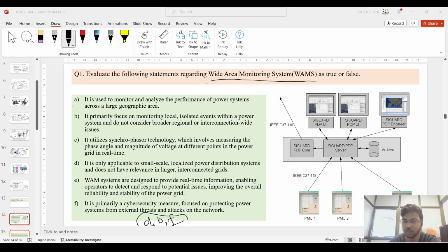Any other answers, guys? You can give a wrong answer also. There is no issue with that. At least you should try. Ritika is saying BDF, Pratik is saying ACE is true. Okay, BD false. Okay.